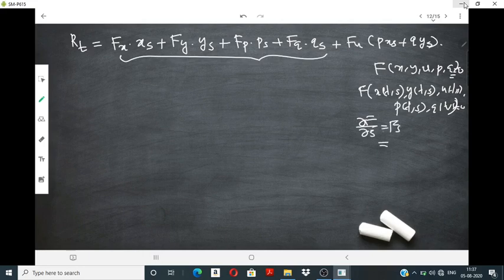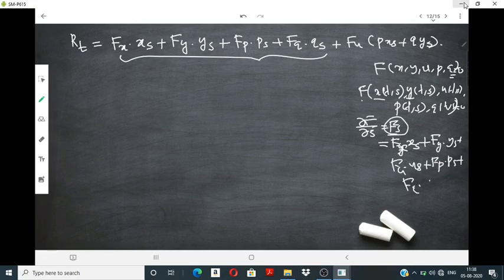What will be fs? That means f is a function of x, y, u, p and q, but each of x, y, u, p and q are functions of t and s. So in order to find dou f by dou s, we have to apply the chain rule in differential form. That means fx into xs plus fy into ys plus fu into us plus fp into ps plus fq into qs. So this is actually fs.